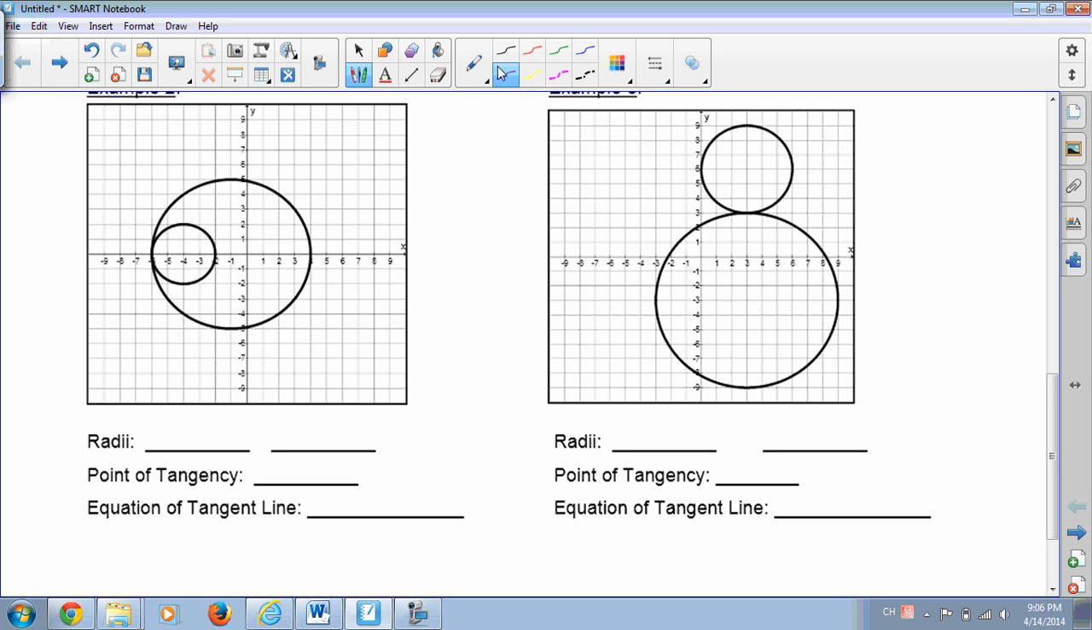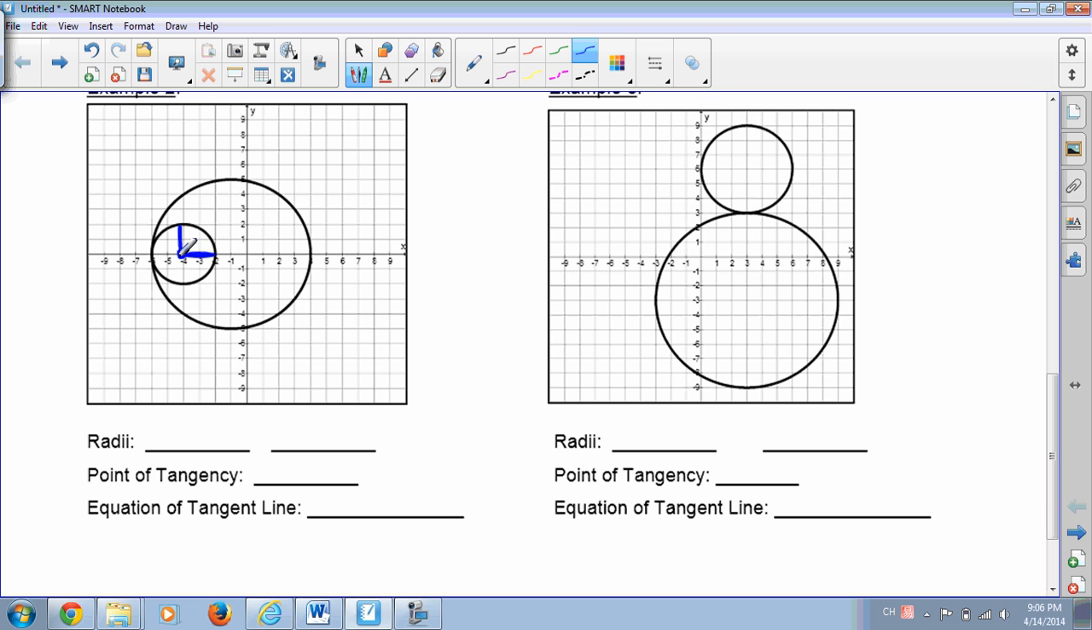The first thing we're going to do, though, is list the radii, or the radius, of each one of these circles. So let's start with this small guy right here. So we want to find the center of this small circle. And we want to figure out how many units from the center to the edge there are. So 1, 2 units.